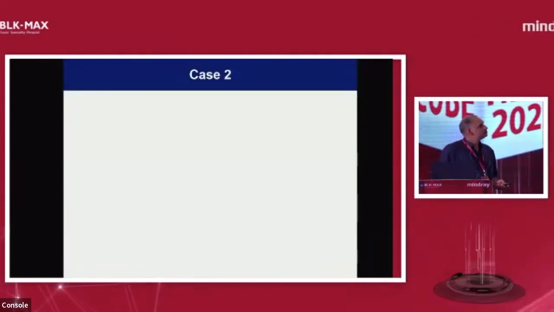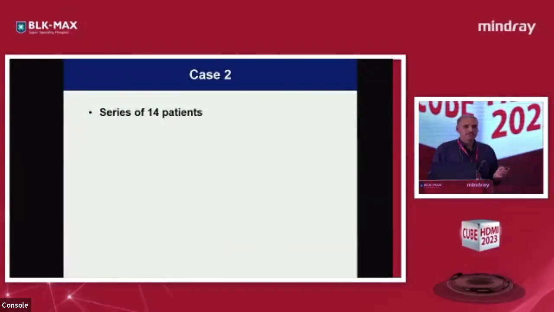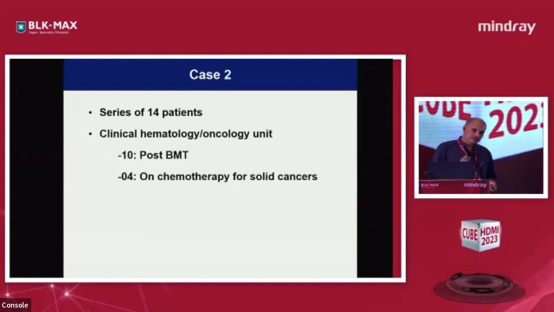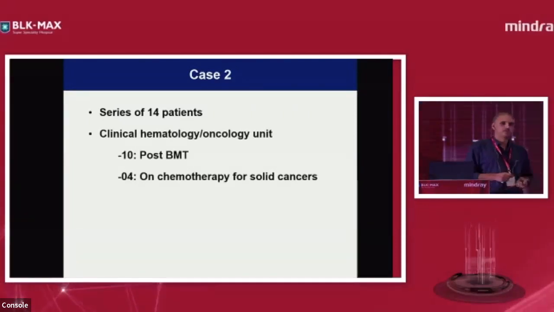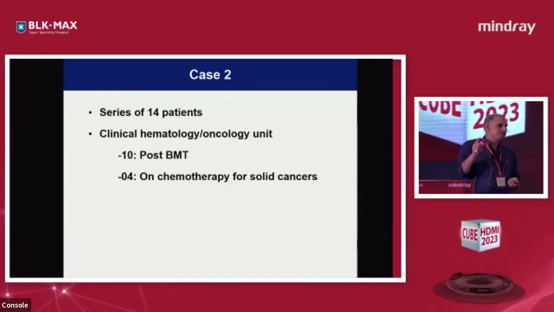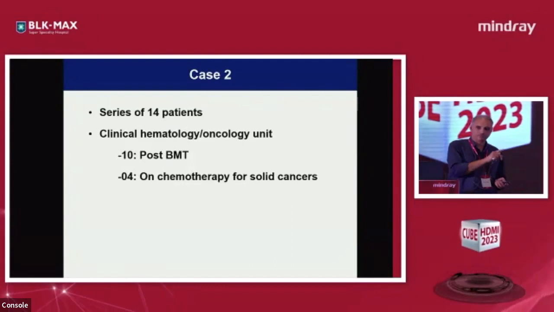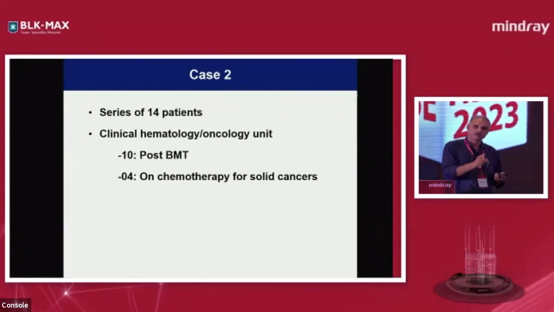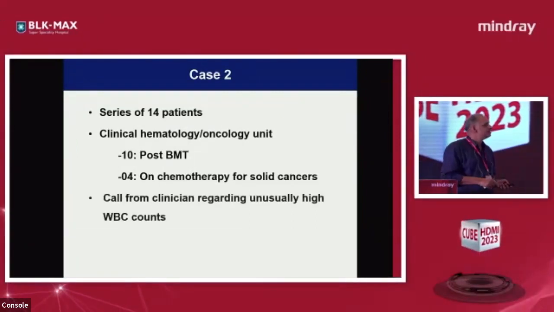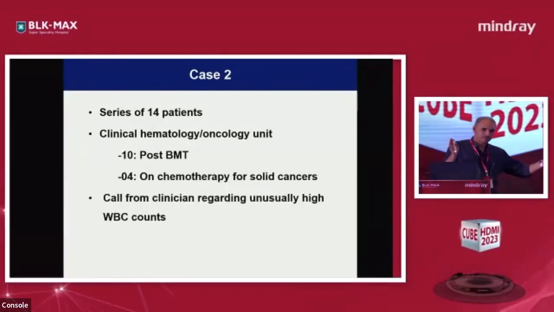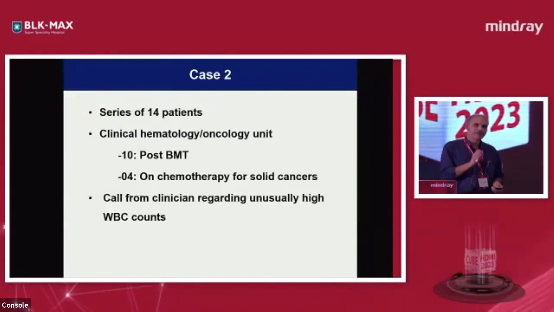Case 2. This is a series of 14 patients from the clinical hematology and oncology unit when I was working at CMC. 10 were from post-BMT, so we were monitoring daily CBCs. 4 were on chemotherapy for solid cancers, counts very low, being monitored daily, counts of 100, 200, 300 TLC. And we started getting calls for each of these cases. This picked up over a larger period of time, not together, but we were getting calls.